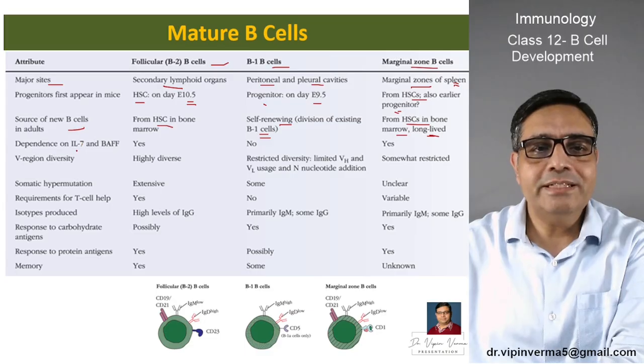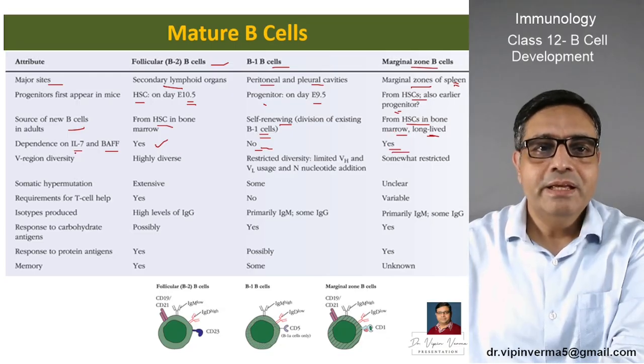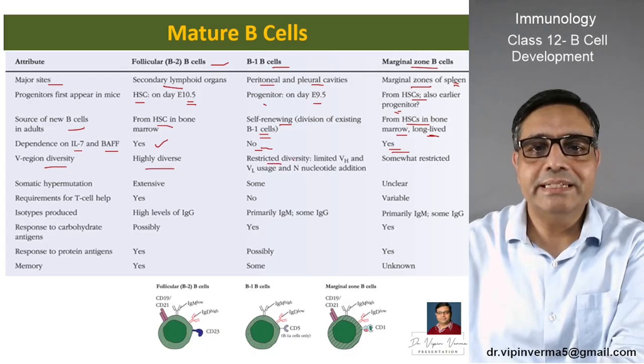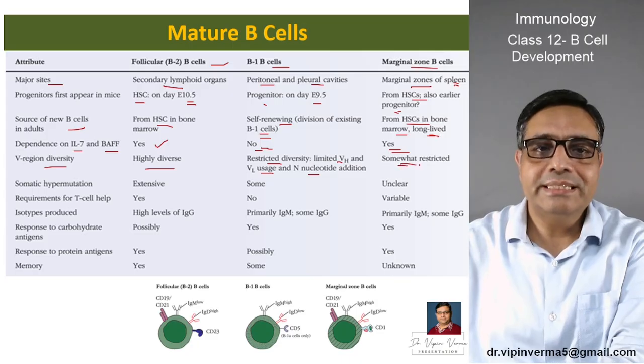Now, if we see the dependence on IL-7 and BAFF, then definitely yes in case of follicular B cells, in case of B1 cells, no, while marginal zone B cells, yes. If we see the V region diversity, the follicular cells are highly diverse. The B1 B cells are restricted. They show restricted diversity. They have limited VH and VL usage and N nucleotide addition. Whereas in marginal zone B cells, it is somewhat restricted.